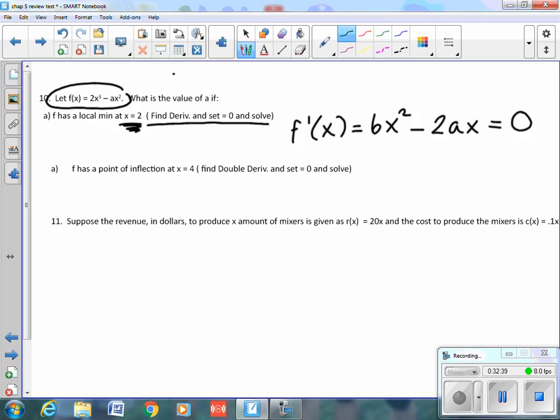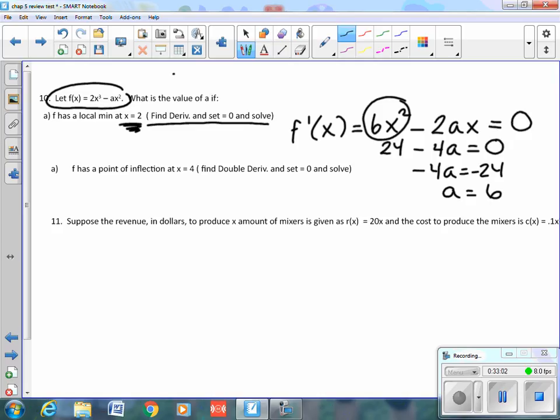So can't you get a alone in the problem? If x is 2, that makes 24 minus 4a equals 0, because in place of all the x's I put 2. Negative 4a equals a negative 24, a equals 6. That's all you do. And same thing with this one.